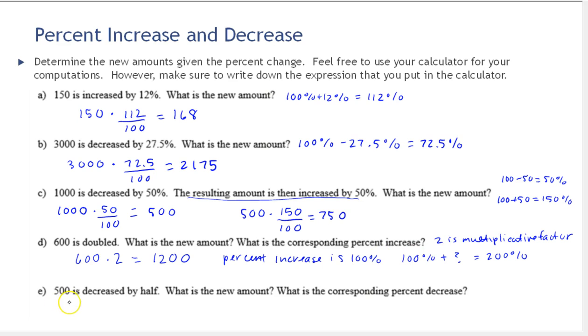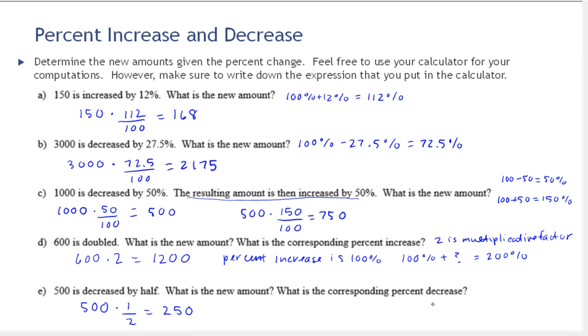Okay? 500 is decreased by half. What is the new amount? Well, we can take 500, and if we decrease it by 1/2, we're finding 1/2 of 500, which is 250. So 250 is our new amount. What is the corresponding percent decrease?